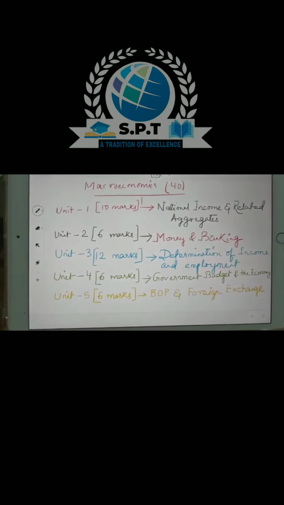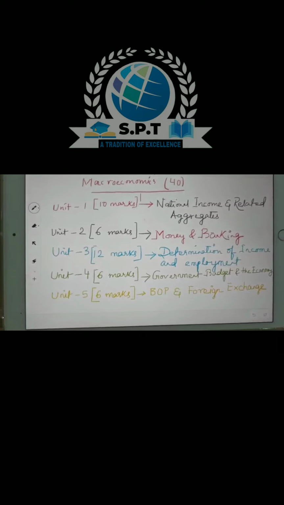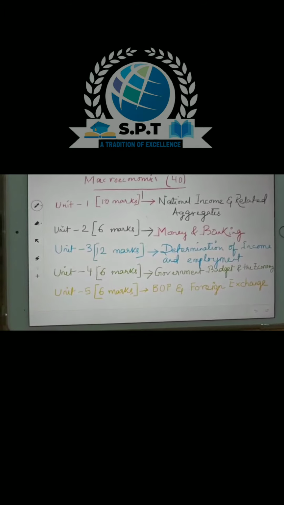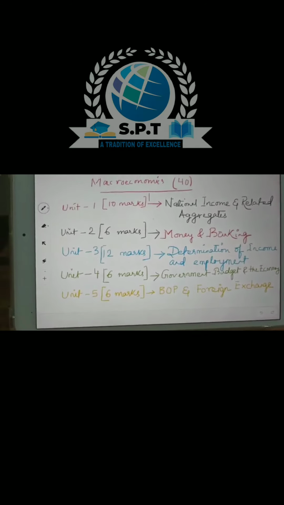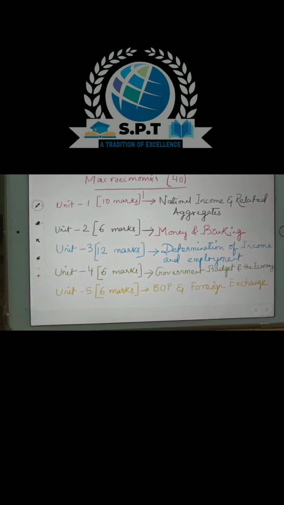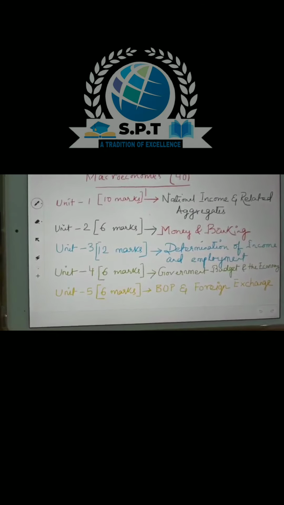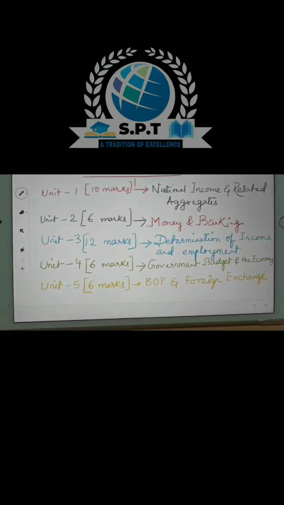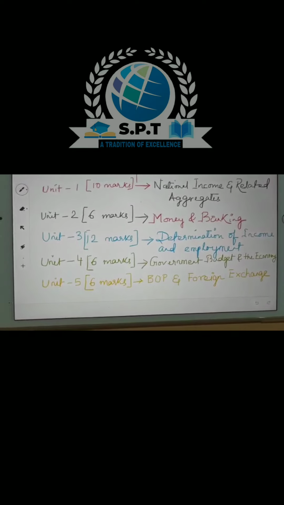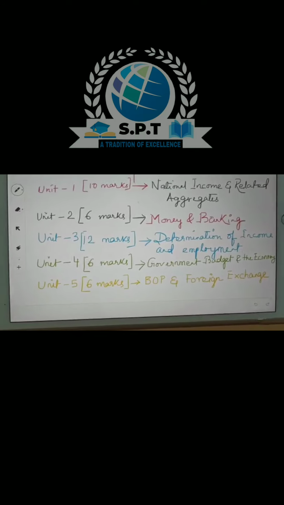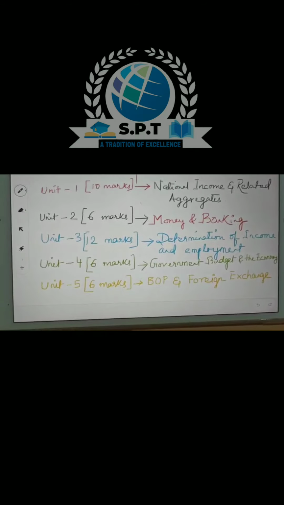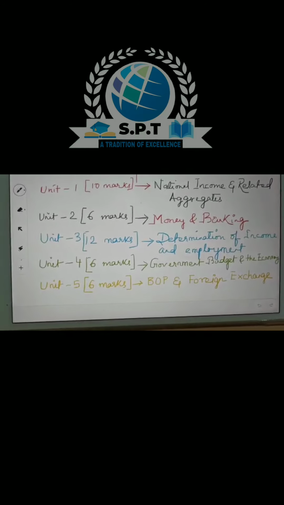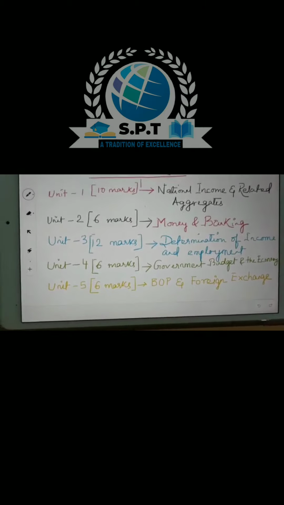So as you can see in my next slide, the macroeconomics of 40 marks has been divided along with its marks and unit. The first unit is of 10 marks, which is national income and related aggregates. Unit 2, money and banking. Unit 3, determination of income and employment. Unit 4, government budget and the economy. Unit 5, BOP and foreign exchange. So the marks are given 10, 6, 12, 6 and 6.